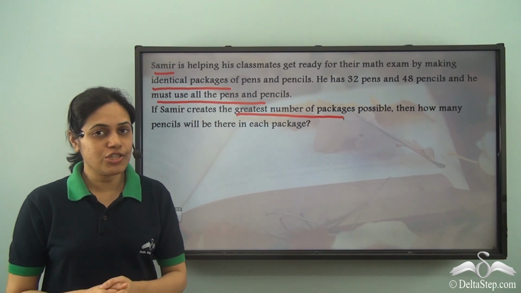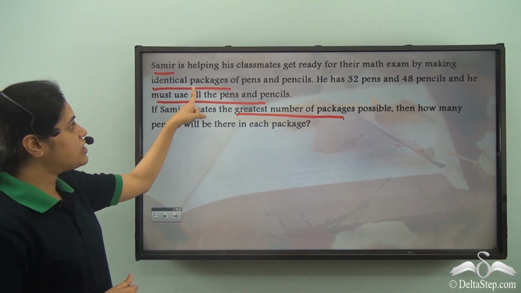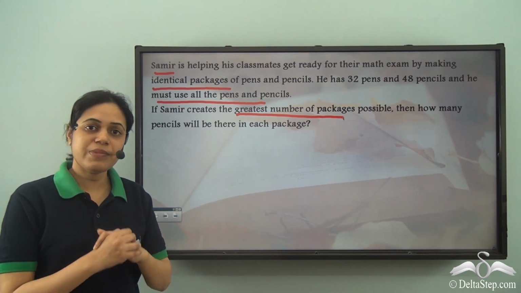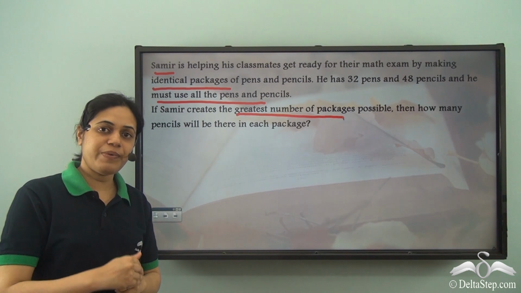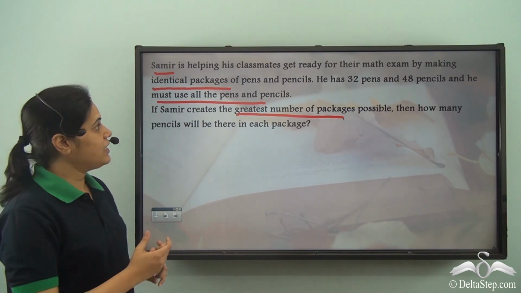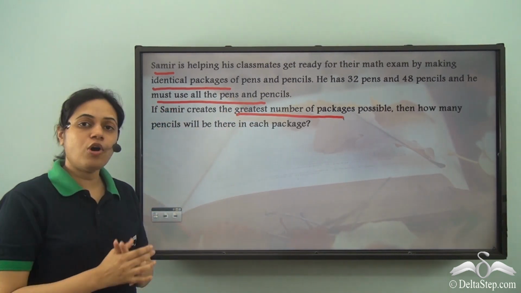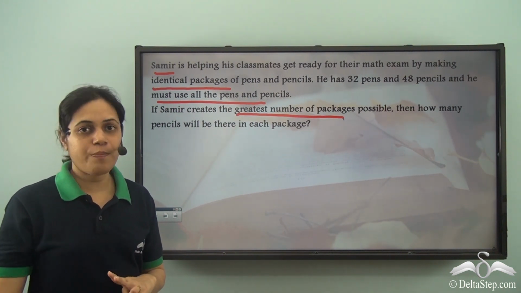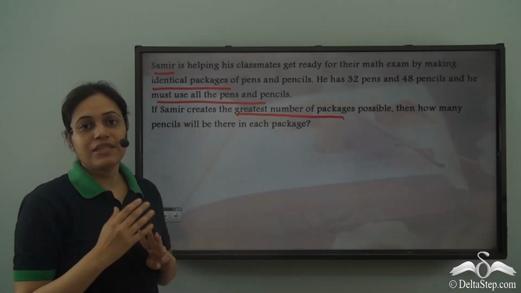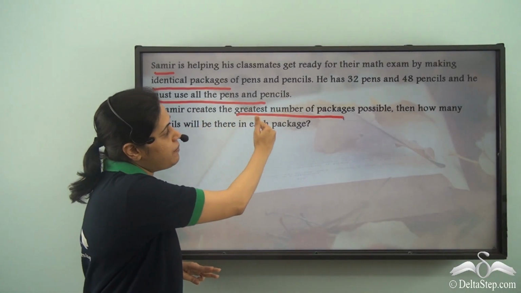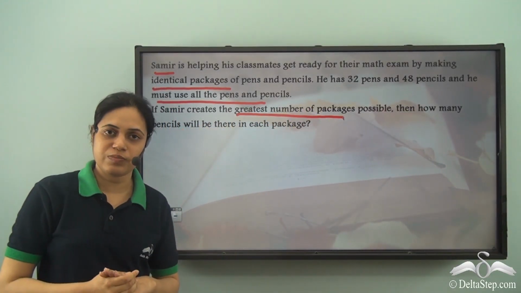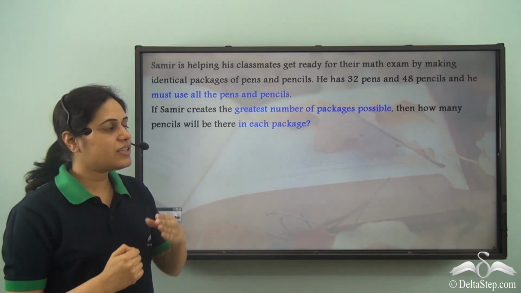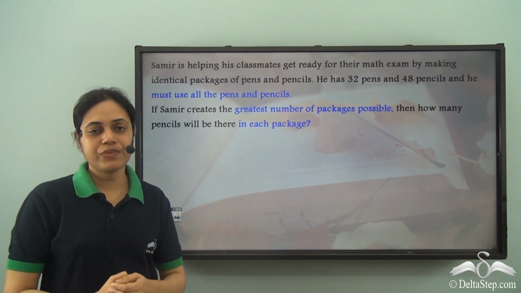Now what are the conditions? Firstly, he has to make identical packages. That is, all the packages must contain the same number of pens and pencils. Second, he must use all the pens and pencils, so he should not have any pen or pencil remaining with him. And third, he wants to create the greatest number of packages possible, so the maximum number of packages possible. So these are the things that we need to keep in mind.